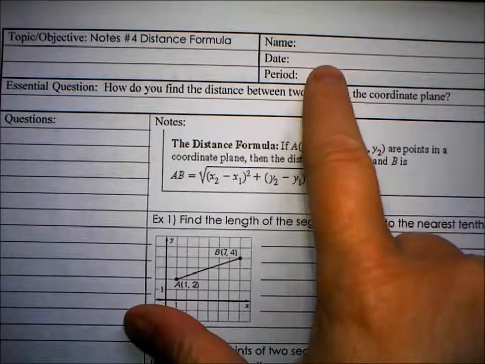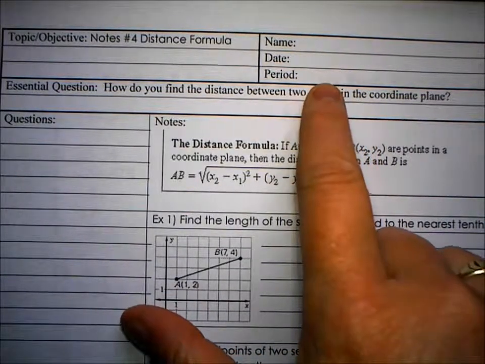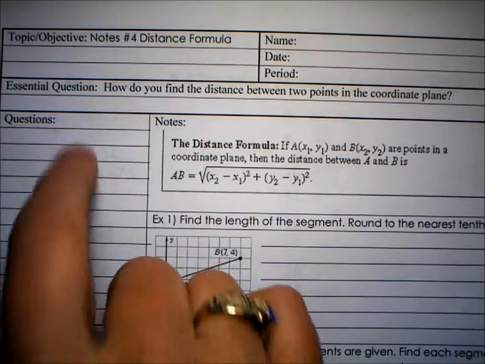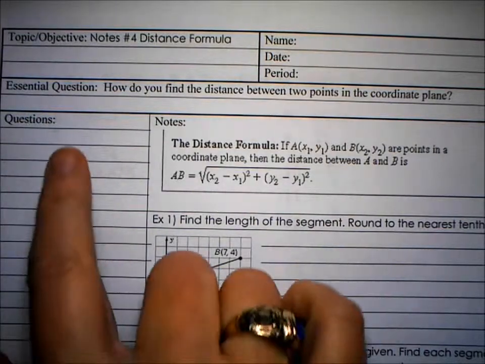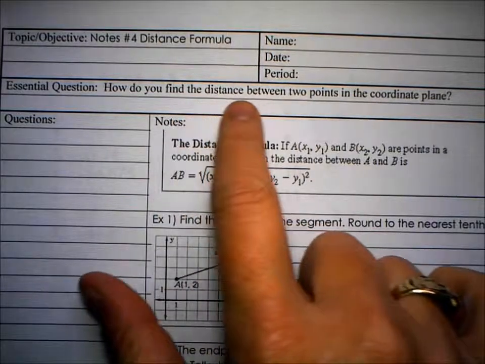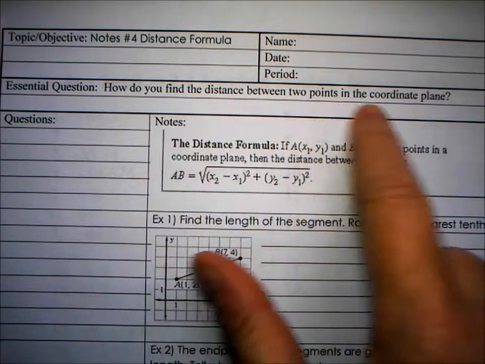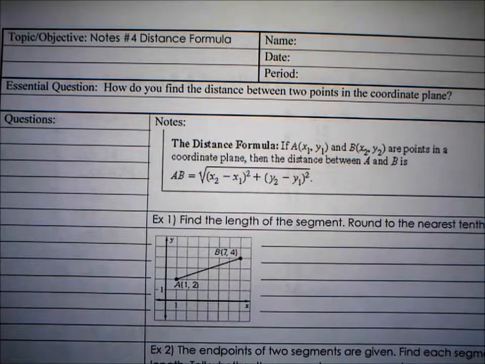Make sure you put your name, today's date, and the period. Here's your essential question. It says, how do you find the distance between 2 points on a coordinate plane? And this is going to be diagonal lines, not horizontal or vertical, all diagonals.